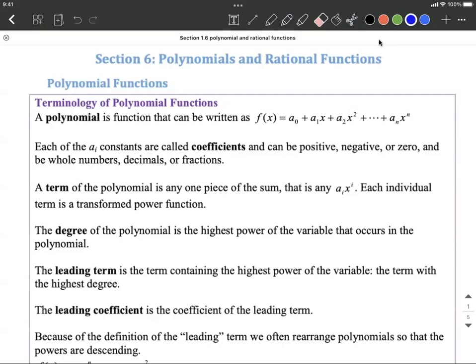Okay, 1.6, we're going to be talking about polynomial and rational functions. So first of all, polynomial functions. We want to define these. We want to get a little bit of the vocabulary going.